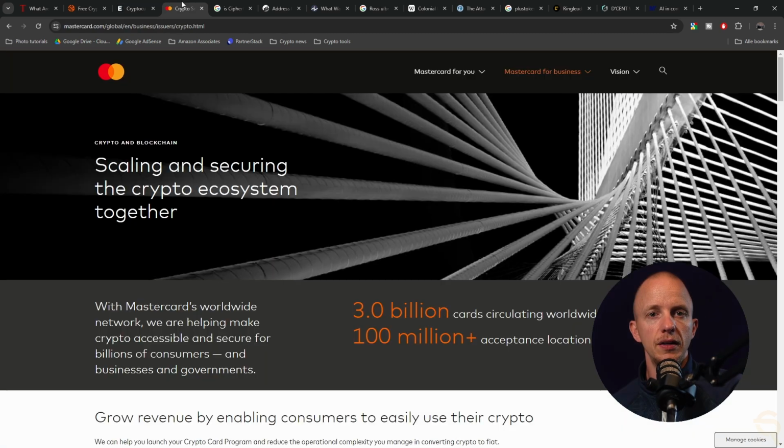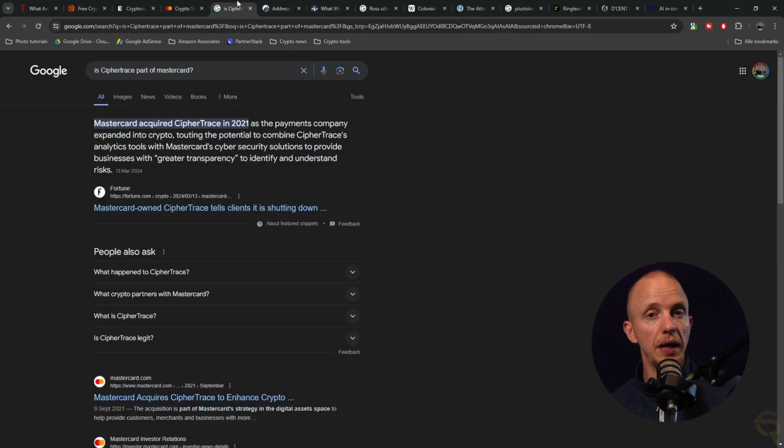valuable insights you need fast. Specializing in anti-money laundering solutions, CipherTrace helps financial institutions and regulators trace cryptocurrency transactions and assess risks. Now, Mastercard acquired CipherTrace in 2021 as the payments company expanded into crypto, touting the potential to combine CipherTrace's analytics tool with Mastercard's cybersecurity solutions to provide businesses with greater transparency to identify and understand risks.